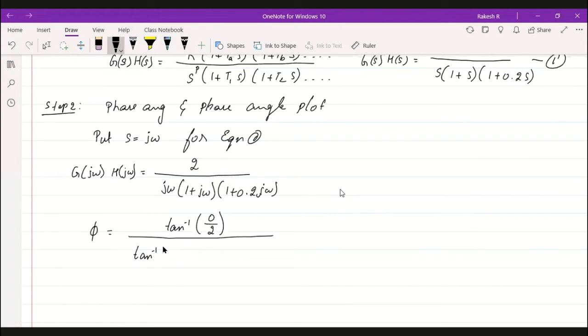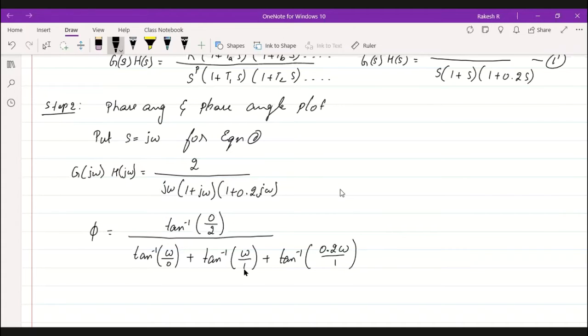imaginary part by real part. That is omega divided by 0. Right? Now, after that, for this, what I need to do? I need to take this, that is plus tan inverse of imaginary part here is omega by real part here is 1, plus for this, that is 1 plus 0.2 j omega, we have tan inverse of imaginary part here is 0.2 omega divided by 1.